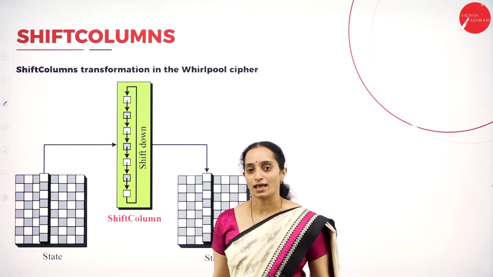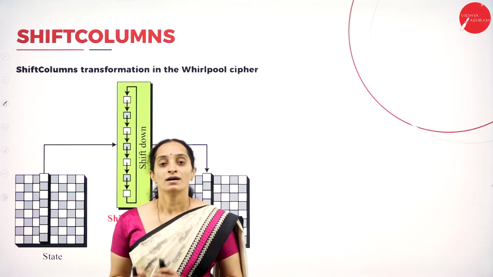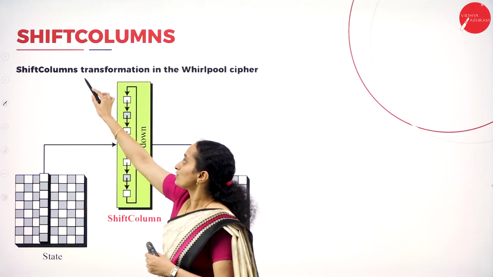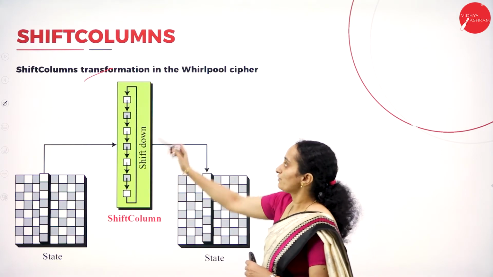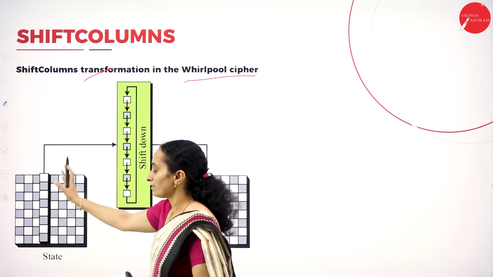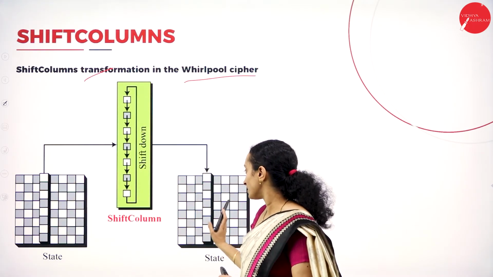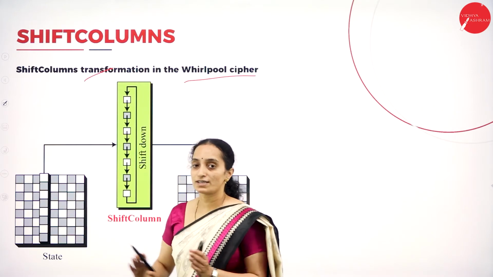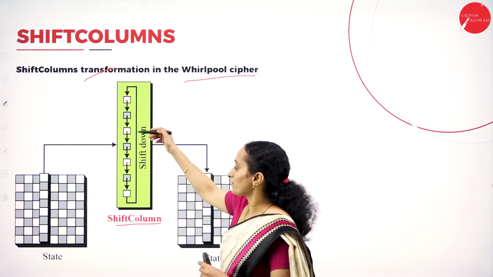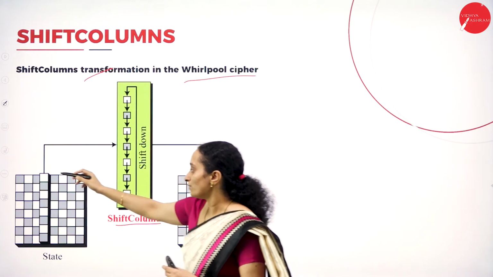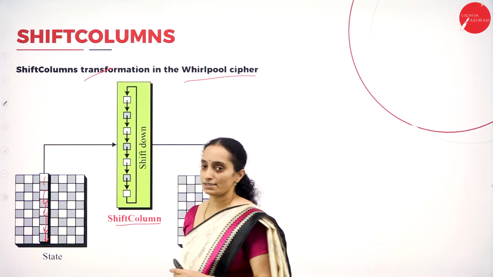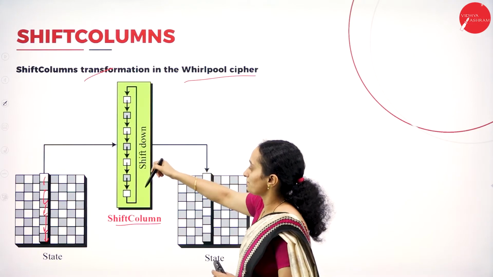After SubBytes, it is again transformed to state. Once the state matrix is obtained, the shift column algorithm is applied. So the shift column transformation is done in Whirlpool. One column is shifted to another position so that you get another transformation. We get the shift of the columns to the next value, the same as in the AES cipher. So the values will be shifted down.